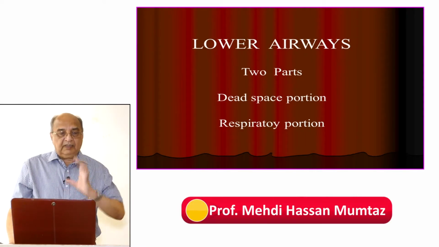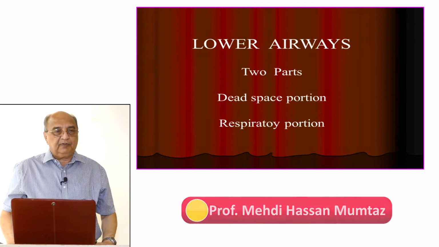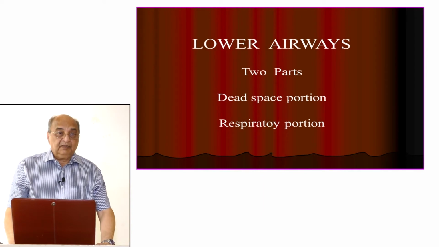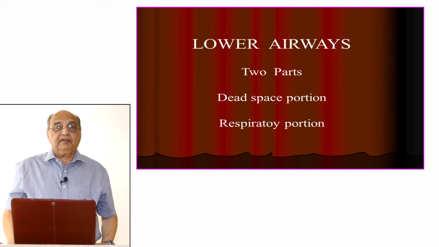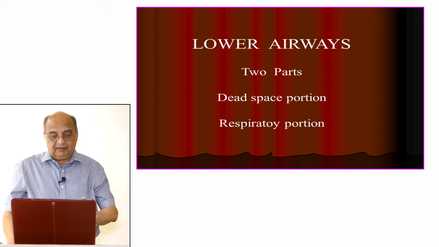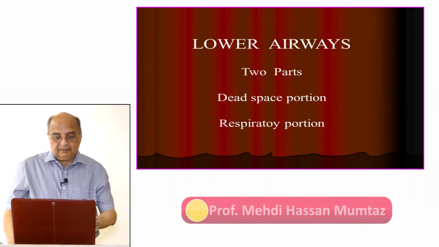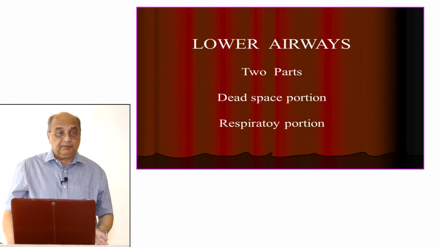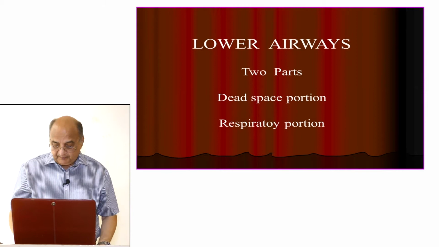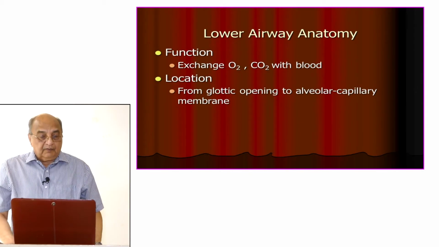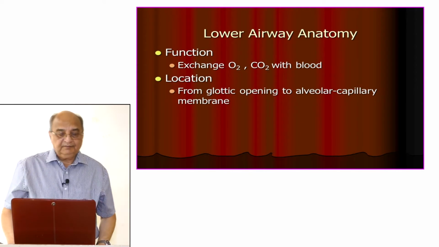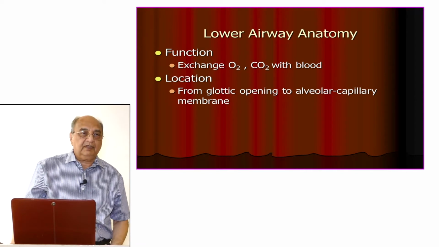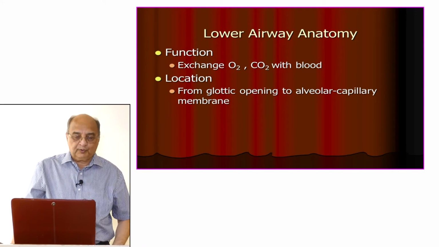So as long as the air is up to the respiratory bronchiole, we call it the dead space portion. And the portion of this respiratory tract from the 16th generation up to the 23rd generation is called the respiratory portion, because the gas exchange is taking place. Now, the function of the lower airway is to exchange oxygen and carbon dioxide in the respiratory portion, not in the first portion.